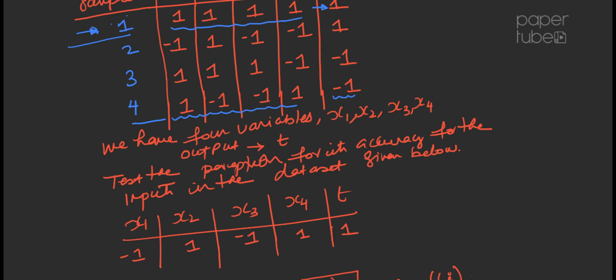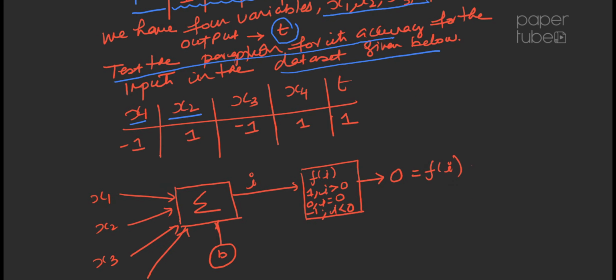So what we have here, I just summarized the question. We have 4 variables, x1, x2, x3, x4. So it's multivariate data. And then you have one output, which is target T. Once we build and solve the perceptron, we have to test the perceptron for its accuracy for the given inputs in the data set given below. Again, you have 4 inputs, x1, x2, x3, x4, and I gave the values here, minus 1, 1, minus 1, 1, and then the corresponding target is T.